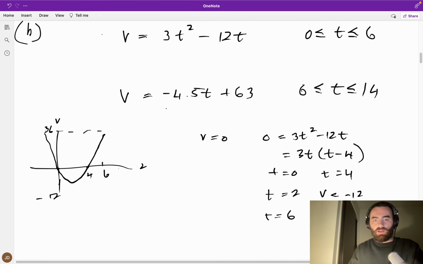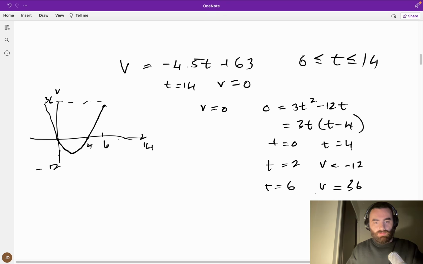And then the next part is just a straight line. Obviously at 6 it'll equal 36, and then it goes all the way to 14. When t equals 14, v will equal, and this is just a straight line with a negative gradient, minus 4.5 times 14 plus 63. So v will equal 0. So it's going to look like that.